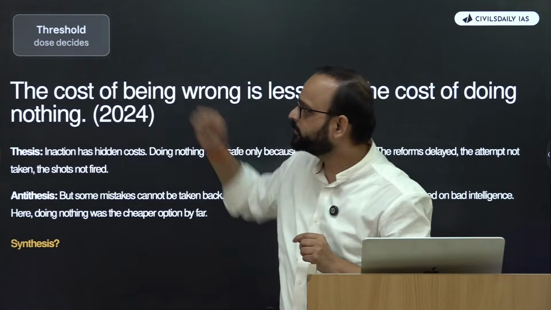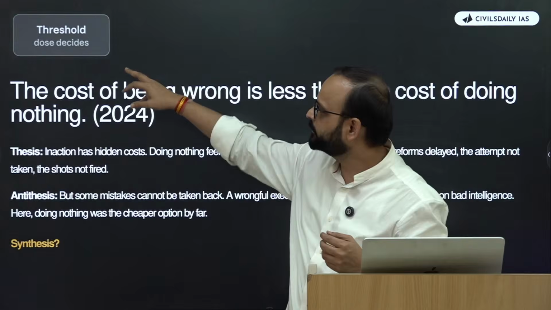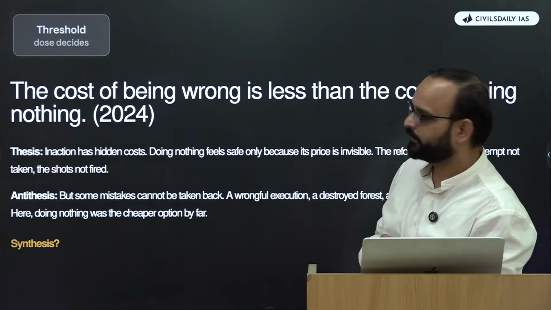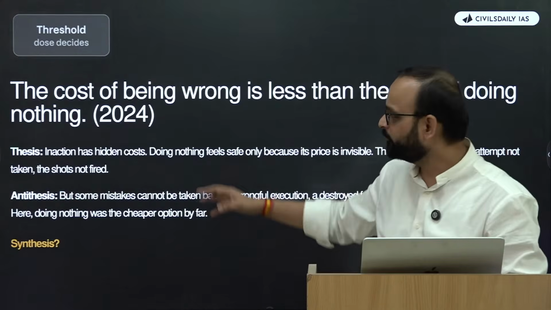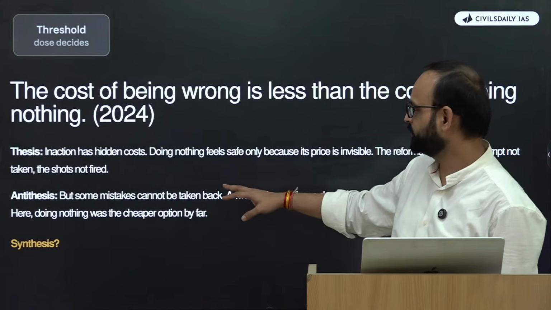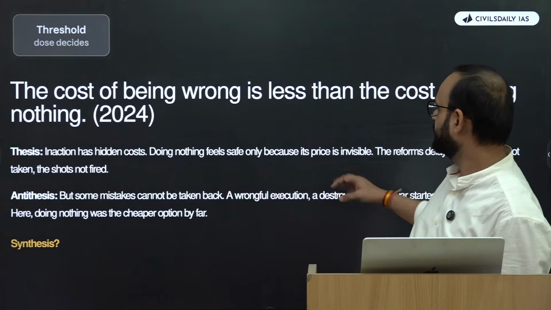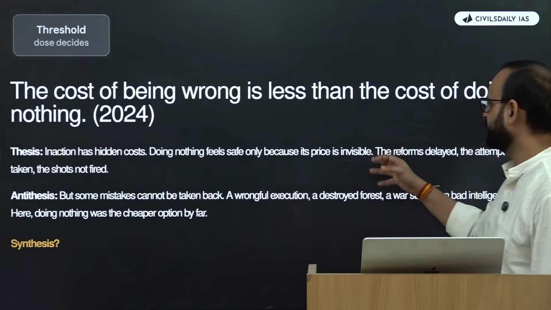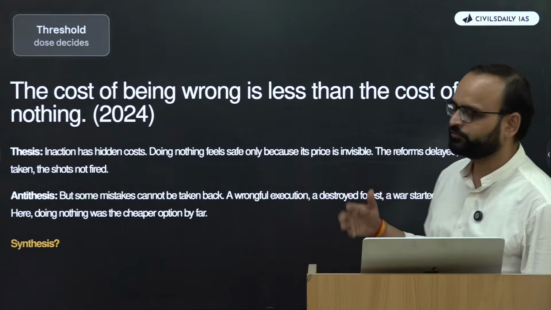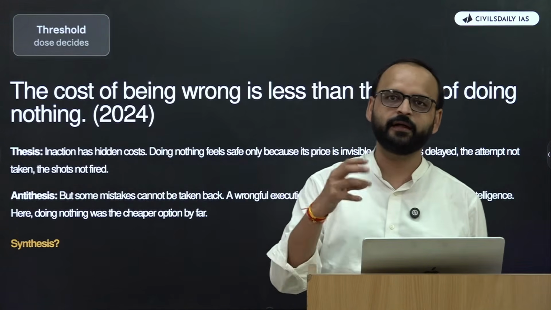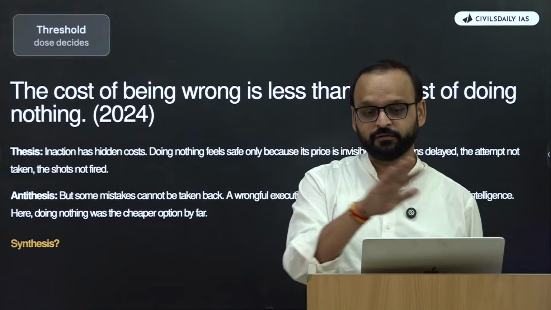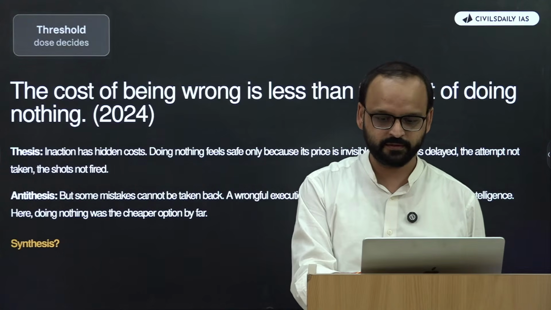The second kind of synthesis is threshold. So the cost of being wrong is less than the cost of doing nothing. Take a moment and give me examples on these theses. So the thesis is that inaction also has hidden cost. Doing nothing feels safe only because the price is invisible, and you will give me examples: some reforms which were delayed, the attempt which was not taken, and the shots not fired. I'm just adding rhetoric, but you can give me examples from the time when something was not done and we paid a heavy price later on because we missed the bus. Can you give me some examples like that?